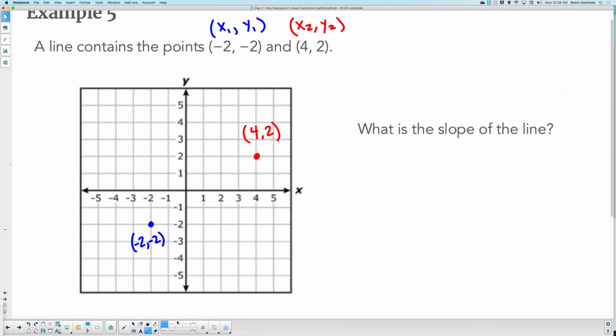Now you can use your ID badge to make a line. You haven't gotten your ID badge yet? Okay, well, I've got a tool here, so I'll just draw my line like that.